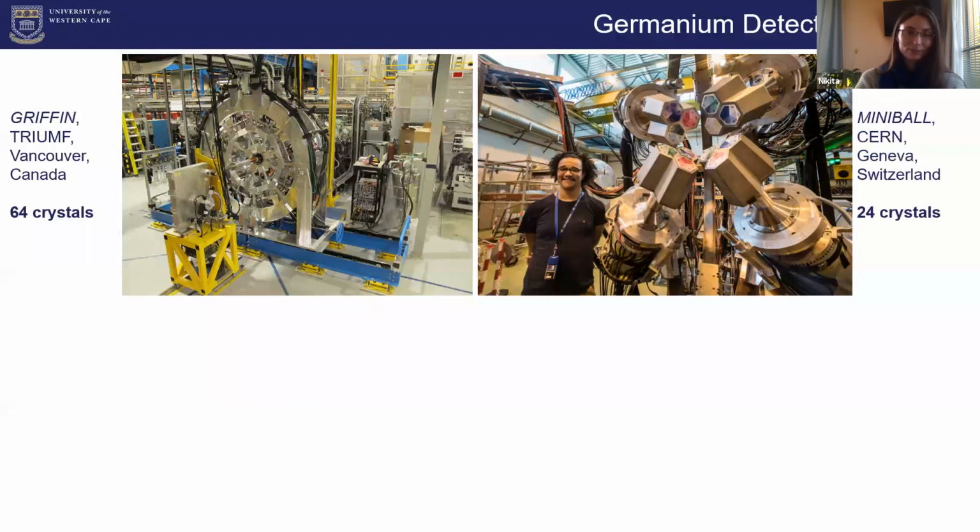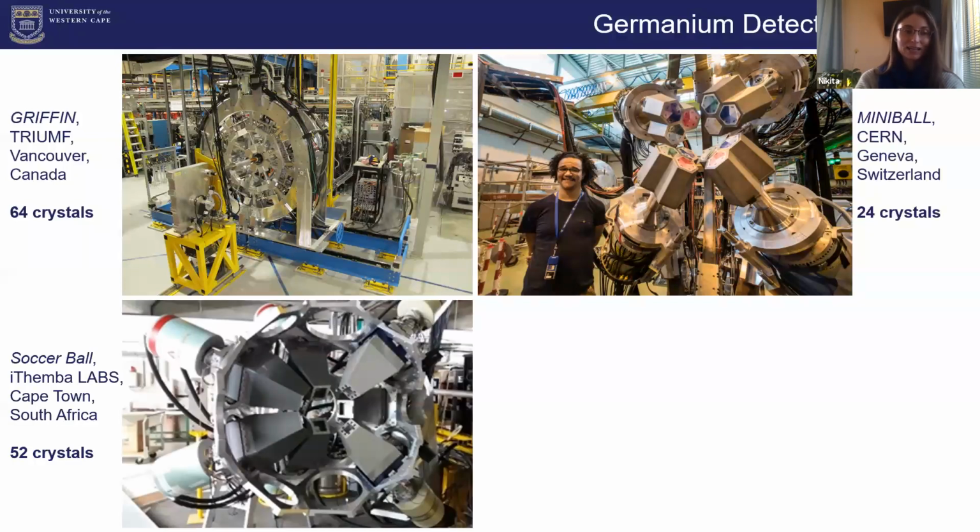Next, we have the soccer ball at iThemba Labs here in Cape Town. And you can see it is, again, a slightly different configuration. The detectors are not placed in the same position, but it is still using crystals of germanium. In this case, we have 52 crystals.